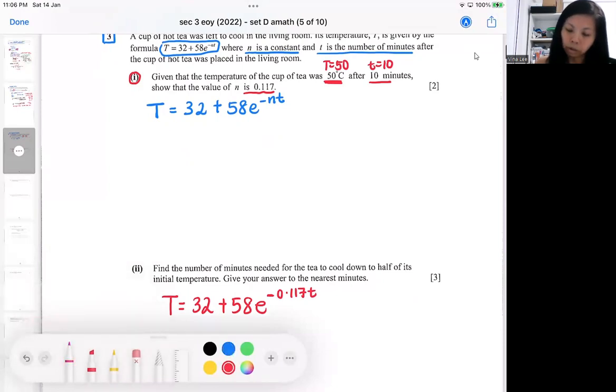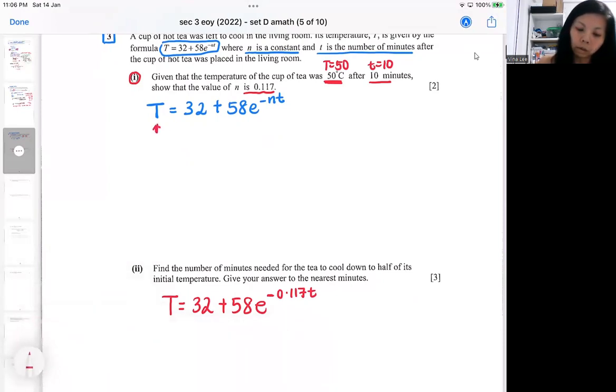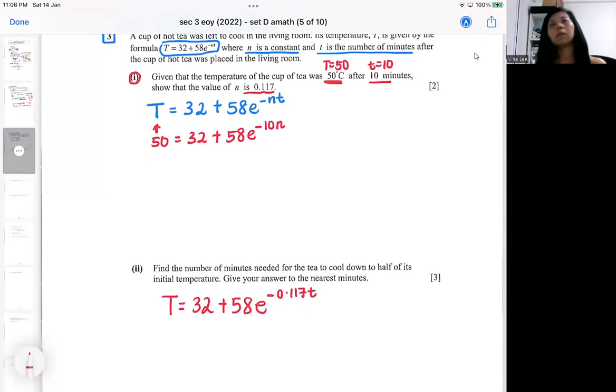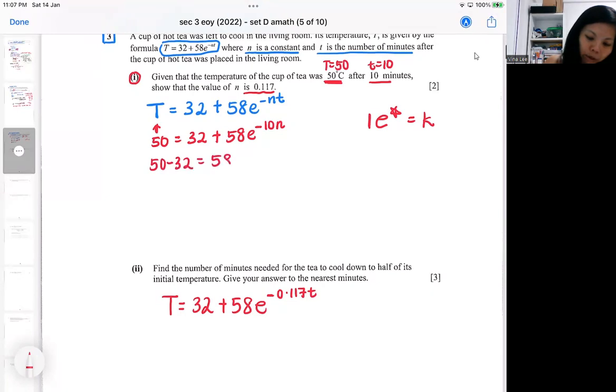So how are you supposed to do it? It's actually quite easy. You just put in the capital T to be 50, then the small t to be 10. This is an exponential equation. A lot of people will remember: oh, I think later on I need to take ln on both sides. Yes, correct. This is the technique of taking ln on both sides. But you have to do it at the correct time. Usually you take ln on both sides when the coefficient here is 1. That means I've got to isolate the exponential function.